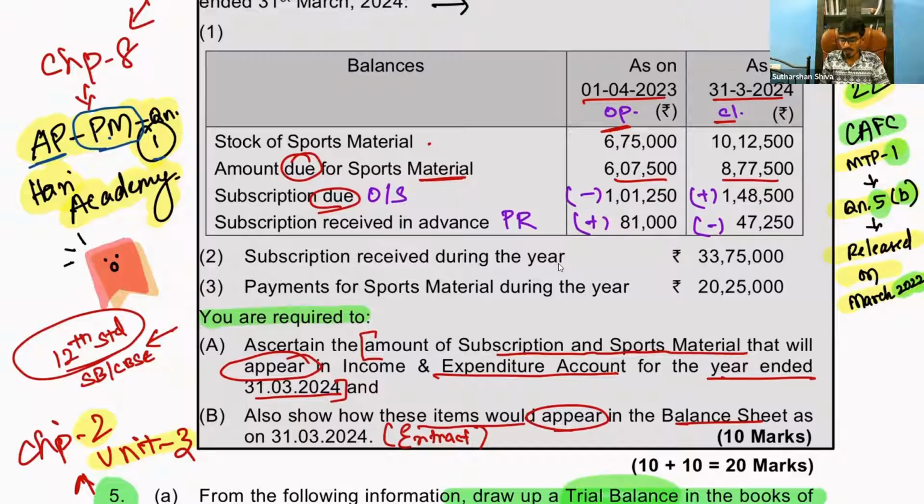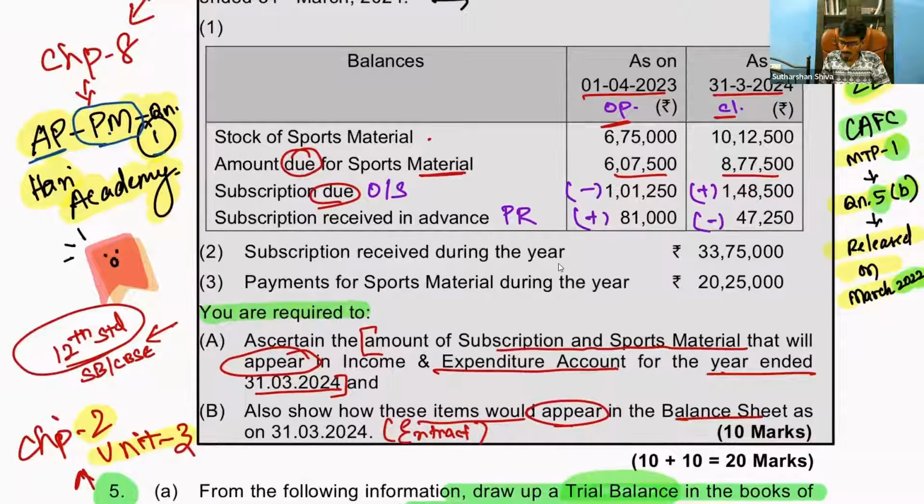Income is outstanding. Subscription received in advance means you have already received that amount, but you need to give services to them, so you have an obligation to them. So it will act as your liability. So for opening and closing, we will do everything.